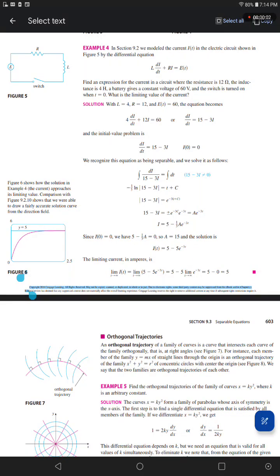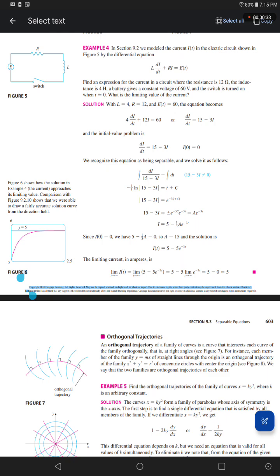Example 4, in section 9.2, we modeled the current I(t) in the electric circuit shown in figure 5 by the differential equation L dI/dt + RI = E(t). See figure 5, where you have a switch, E, R, and L.